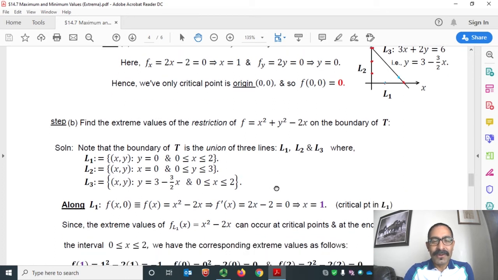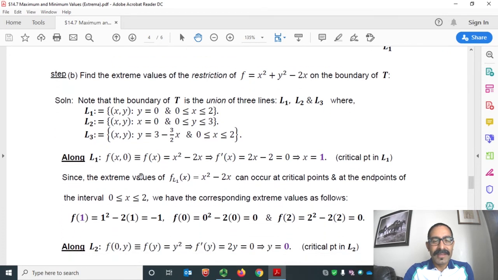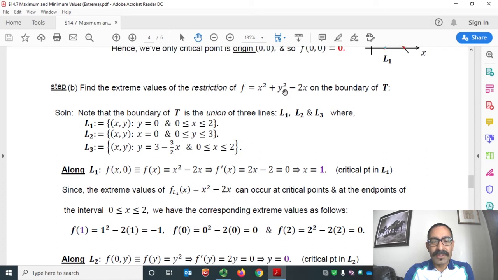Now let's talk about along the first line, meaning L1. So our f of x, y, with y equal to 0 along the line, then f of x equals x squared minus 2x. Now here I put y equals 0, so I have x squared minus 2x. Now it's a function of a single variable, then we can use our calculus 1 idea. So we just take the regular derivative, f prime of x, which turns out to be 2x minus 2, set equal to 0. That gives us x equals 1.